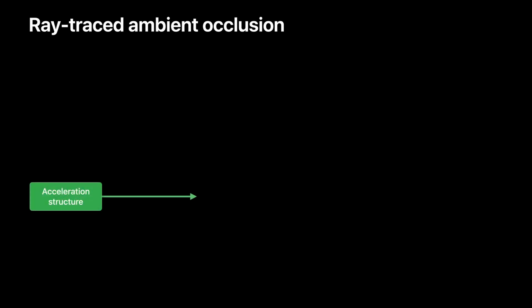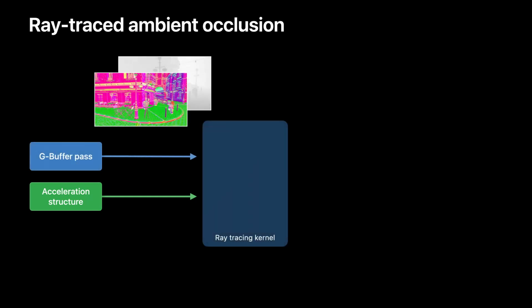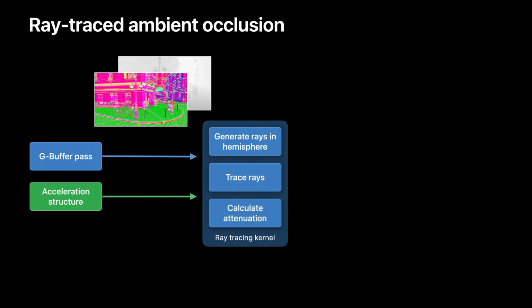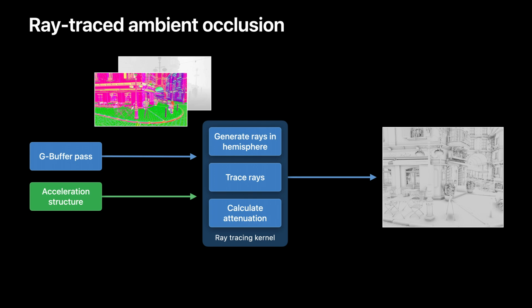We start again with the acceleration structure, and for this technique, we require normal data as well as depth, so we collect those in our gbuffer pass. The depth and normals are used to generate the random rays in the hemisphere. Next, we trace rays and calculate the attenuation factor. This produces an image where crevices are naturally darkened, creating the effect.